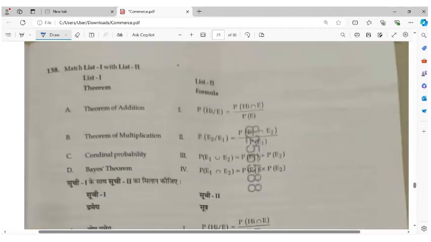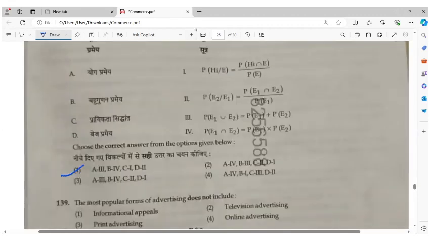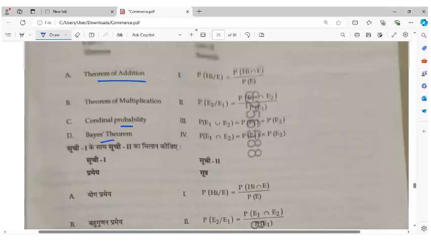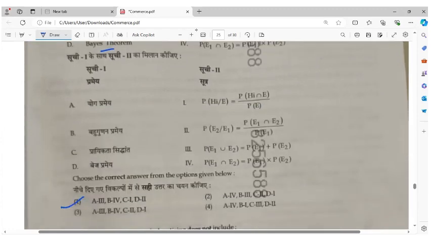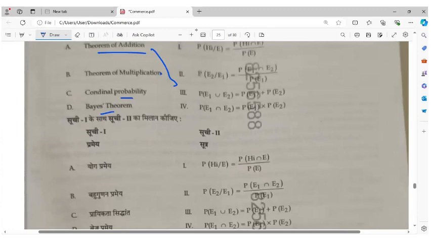Now the next question is again a matching concept: the theorem of addition, the theorem of multiplication, conditional probability and Bayes theorem. For question number 138, option number 1 is right over here. Why is it right? A is matched with 3, that is, the addition theorem has this formula. After that we have a 4, that is this one, and the multiplication theorem is related to your 1. And Bayes theorem is for this one.